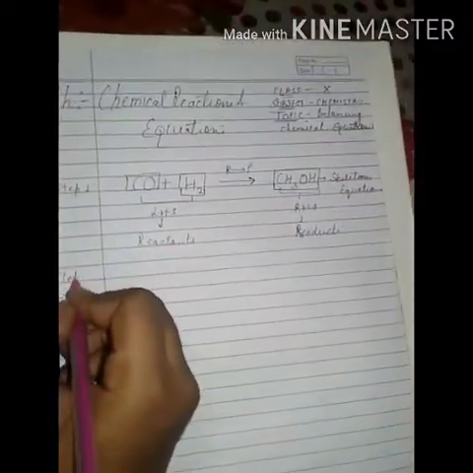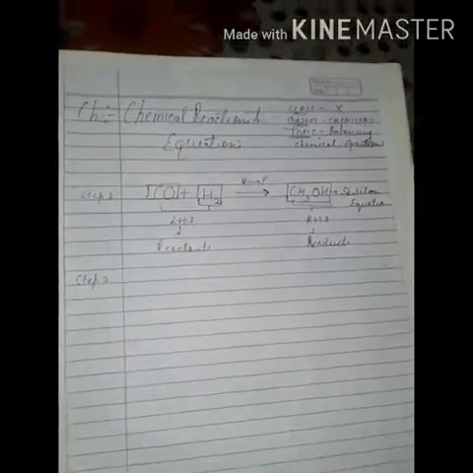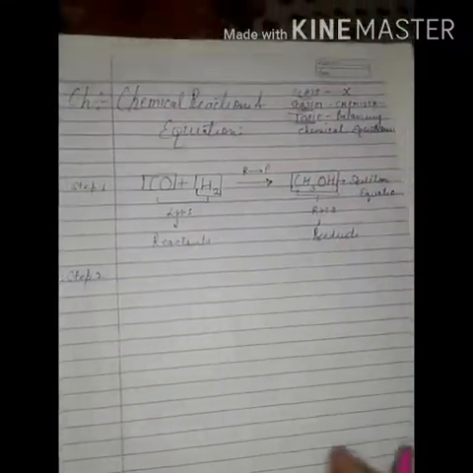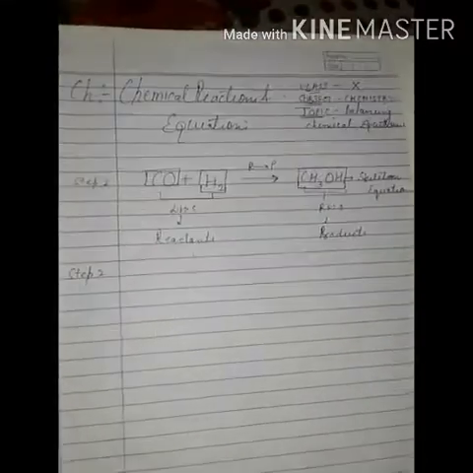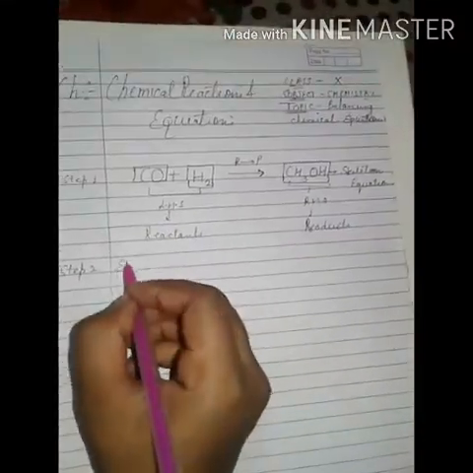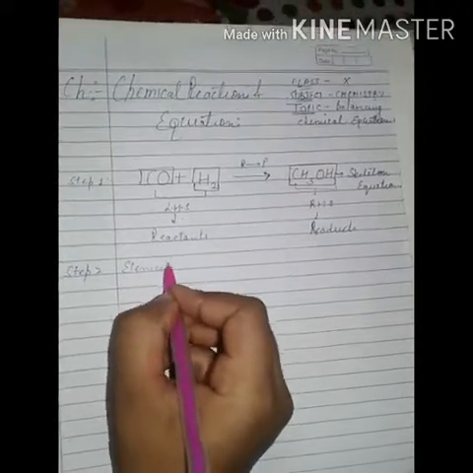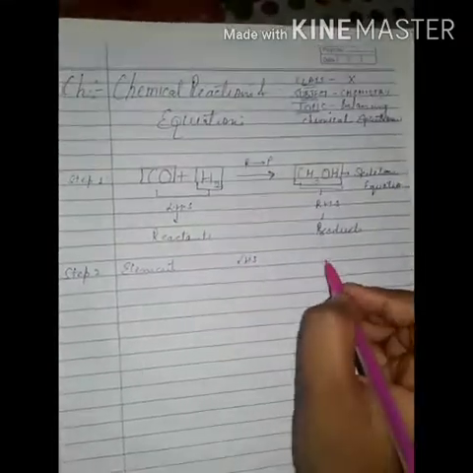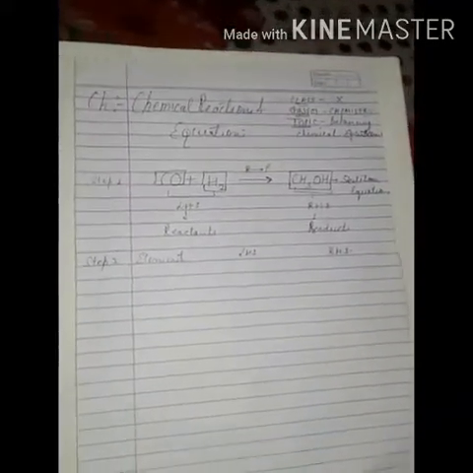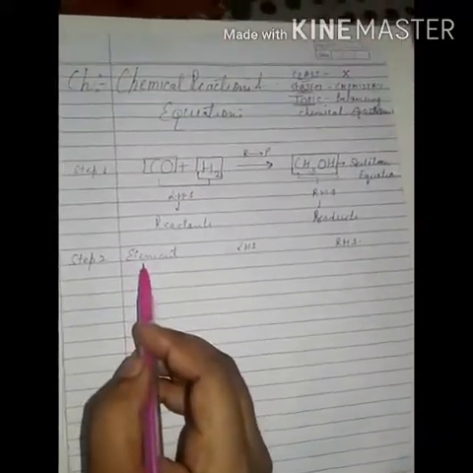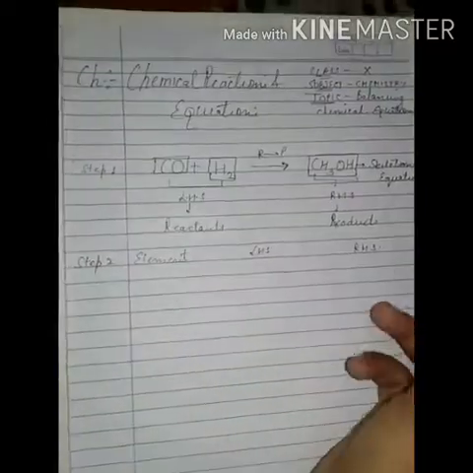Now step number 2. In step number 2, you have to count the number of atoms present at the left hand side and right hand side. For this I am going to draw a table where I will make 3 columns: element, left hand side and right hand side. I have to take the elements which are involved in my skeleton equation.